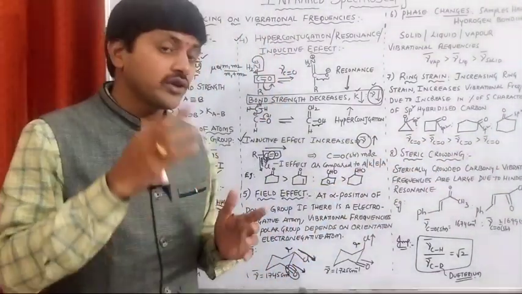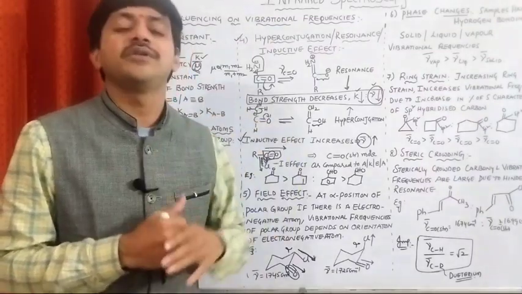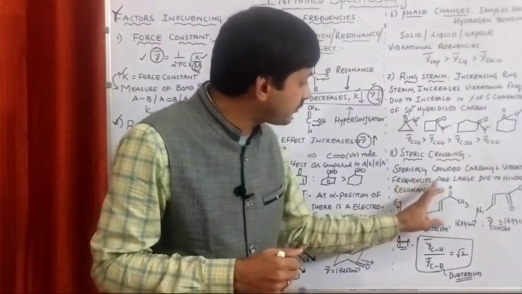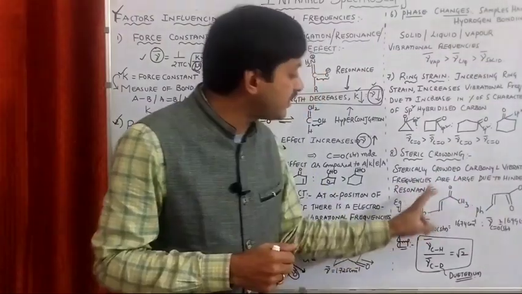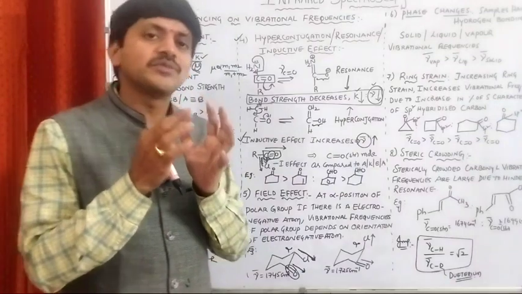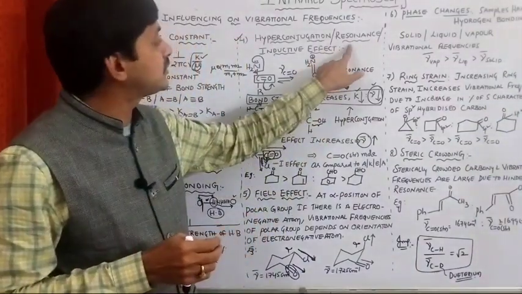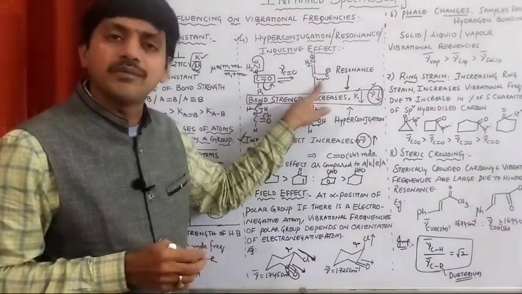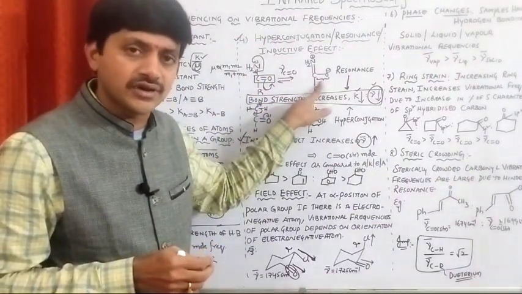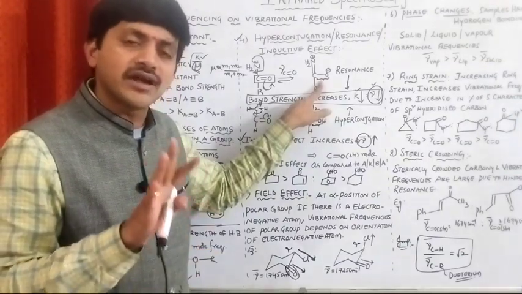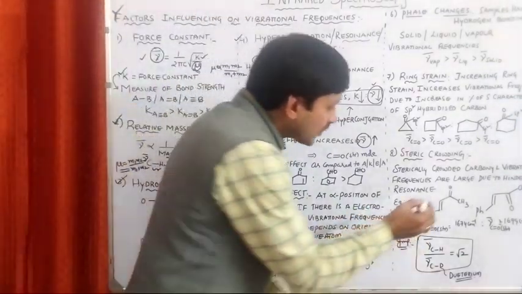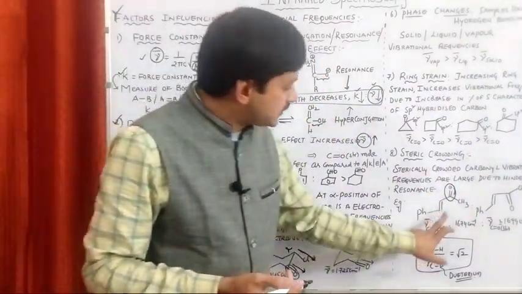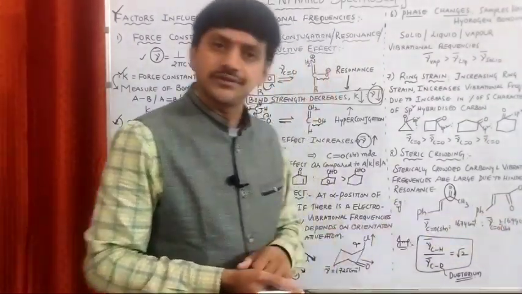Steric crowding. Here crowding also plays a very important role in the vibrational frequency. What we are saying here is that sterically crowded carbonyl vibrational frequencies are larger due to the hindrance of the resonance. We already know the effect of resonance. If you observe the resonance phenomenon in the molecule, the vibrational frequency will be reduced, right? The same concept we are applying here. See this one? We are talking about the frequency of the C double bond O. This is the first situation, this is the second situation.